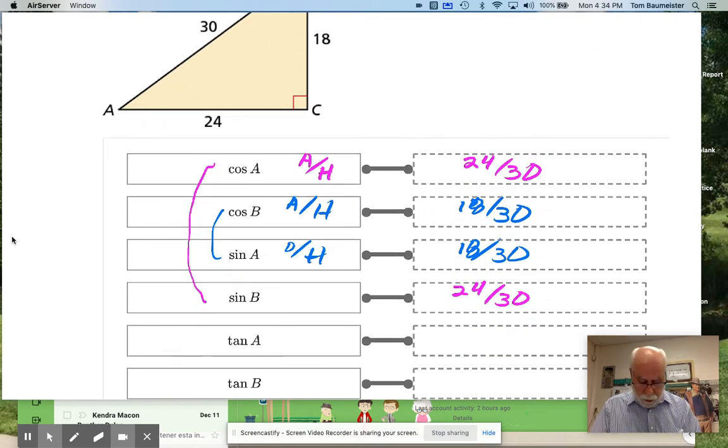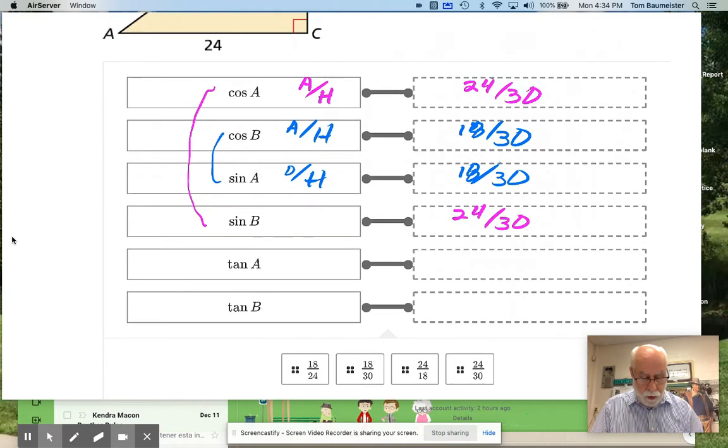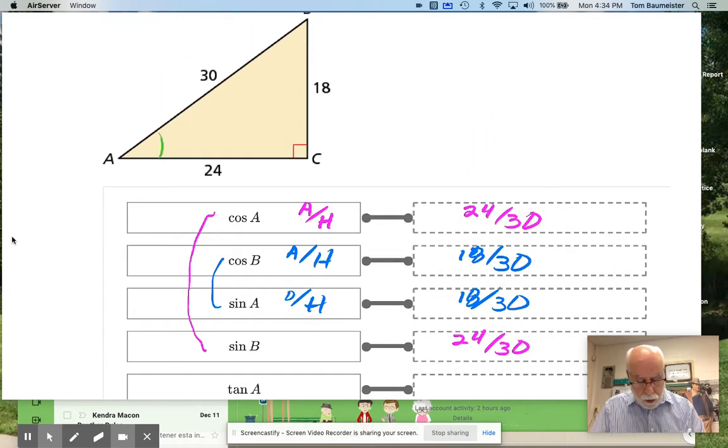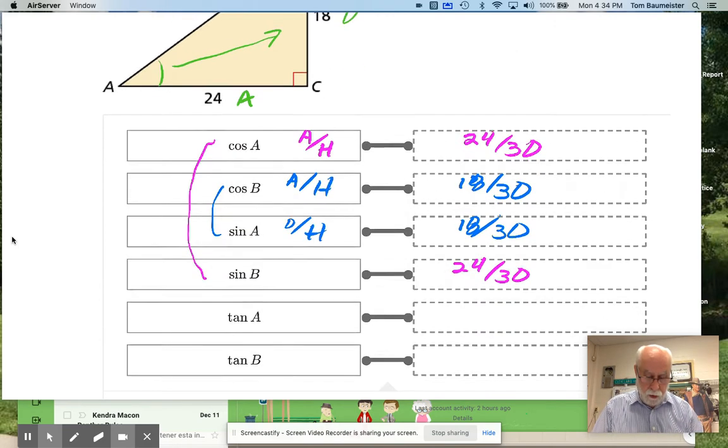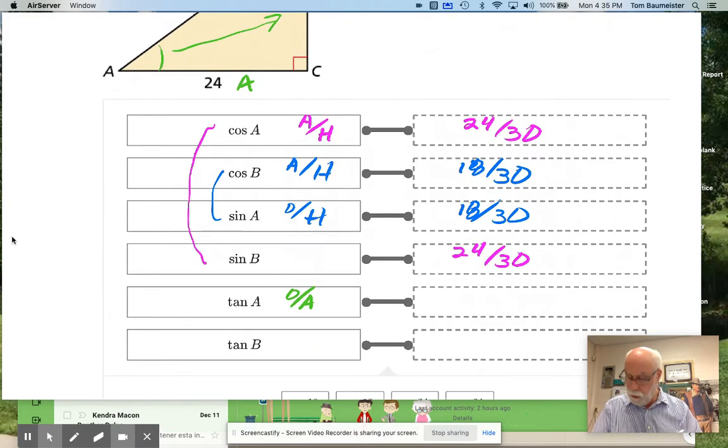Now let's do our tangent of A. Remember, our tangent is going to be our opposite over our adjacent. If we're looking at A, there's our opposite, there's our adjacent. Here's our hypotenuse, but we're not going to use it. So it's the opposite over the adjacent, which in this case is 18 over 24.